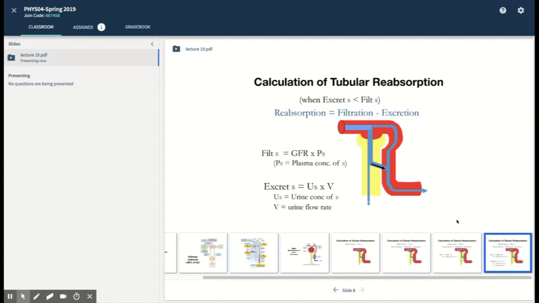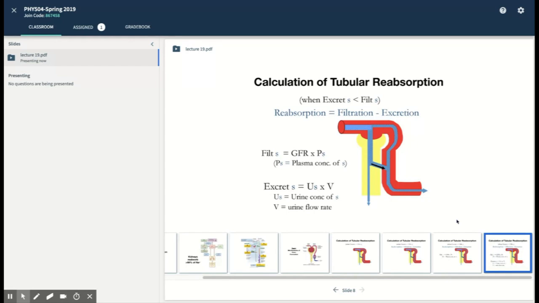What are we going to do with these? To figure out how much is reabsorbed, we're just going to subtract. That's the part at the top of there, right? So up here we have reabsorption is your filtration minus excretion. This is the calculation for filtration, and this is the calculation for excretion of your particular solute. So this is specific for sodium or calcium or glucose, whatever it is you want to calculate. This is how you would figure out how much of that is actually going to be reabsorbed.